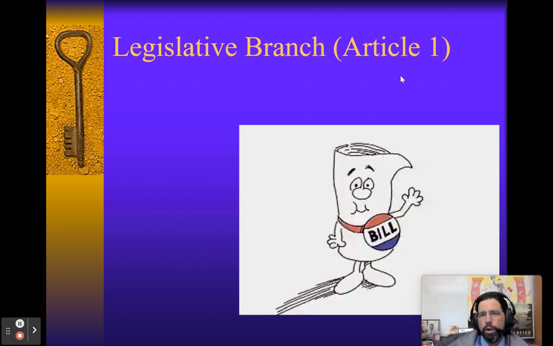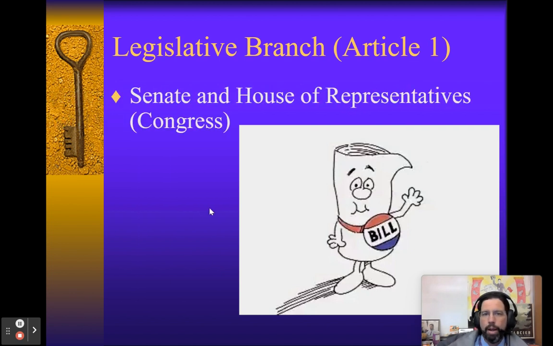Well, in Article 1, the legislative branch's primary job is to make laws, and that is done in the Senate and the House of Representatives, the two houses of the United States Congress. They propose bills. Hi, Bill. And then that bill eventually will become a law.